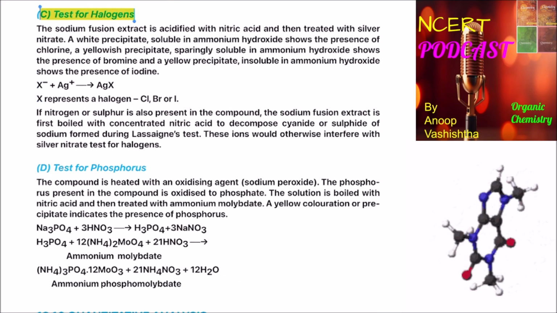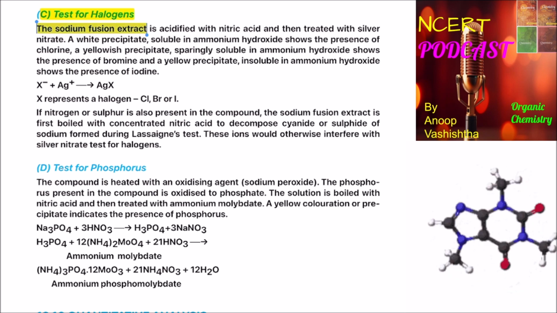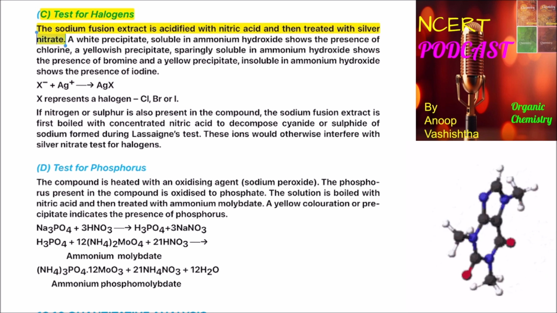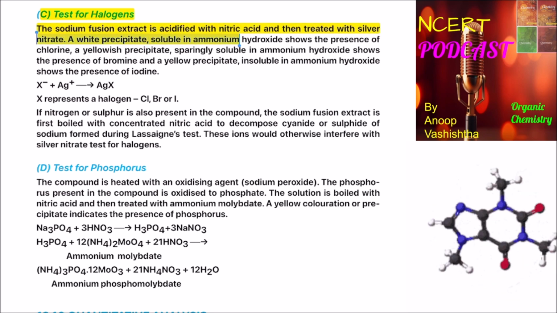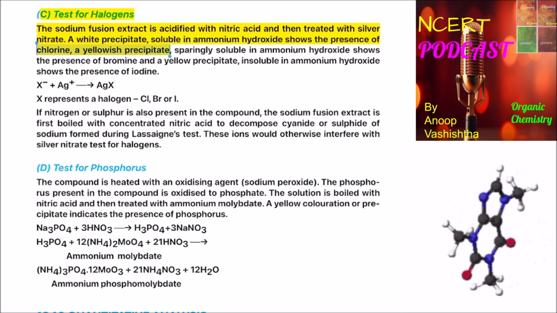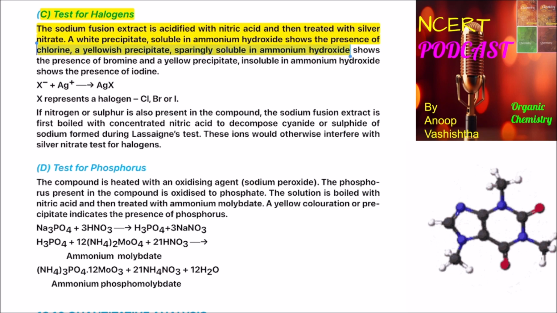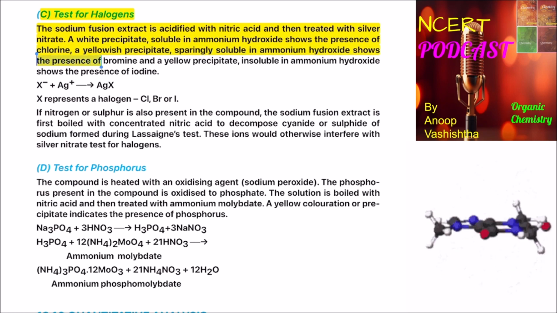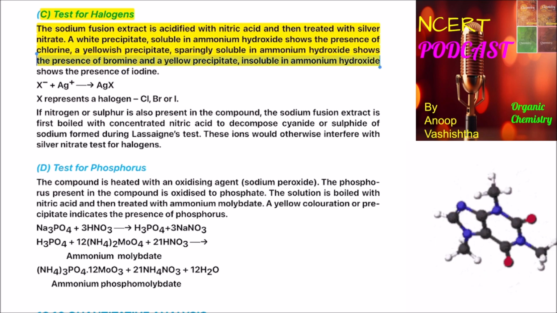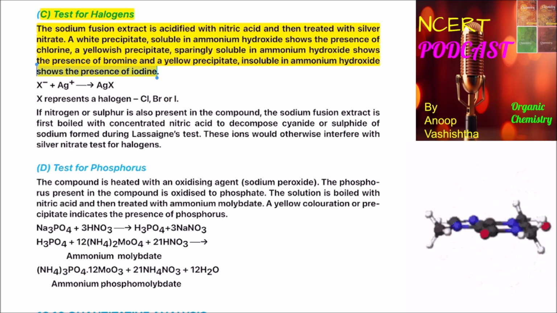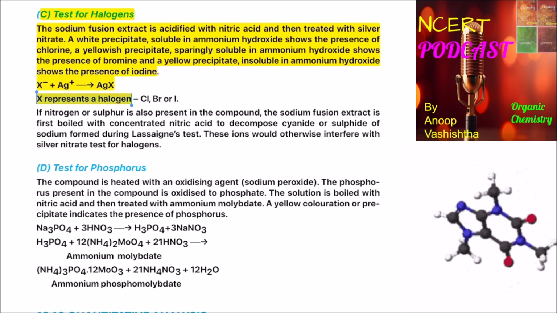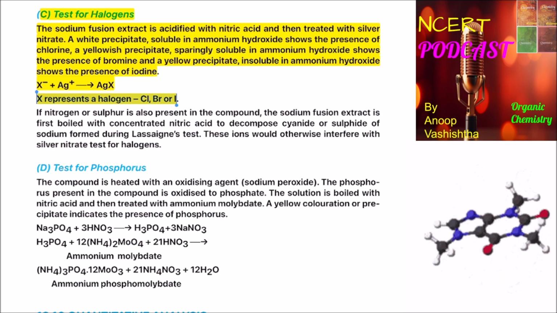C. Test for halogens. The sodium fusion extract is acidified with nitric acid and then treated with silver nitrate. A white precipitate soluble in ammonium hydroxide shows the presence of chlorine. A yellowish precipitate sparingly soluble in ammonium hydroxide shows the presence of bromine, and a yellow precipitate insoluble in ammonium hydroxide shows the presence of iodine. X- plus Ag+ gives AgX. X represents a halogen, Cl, Br or I.